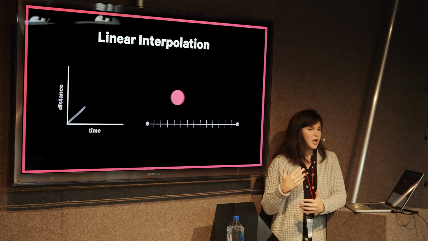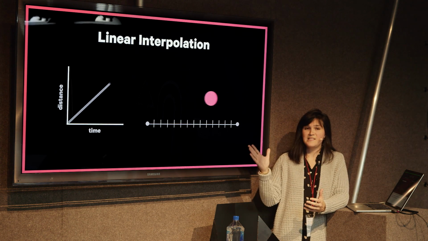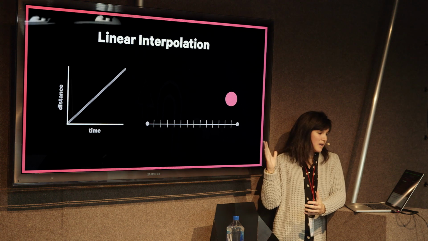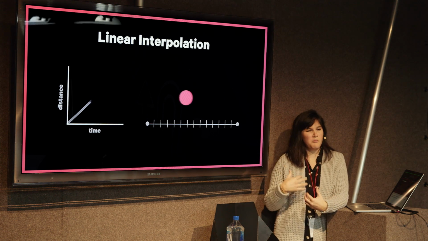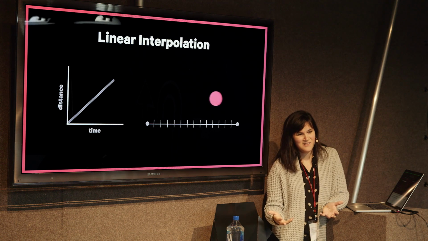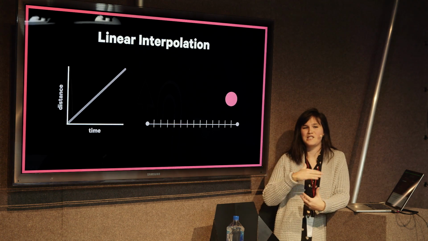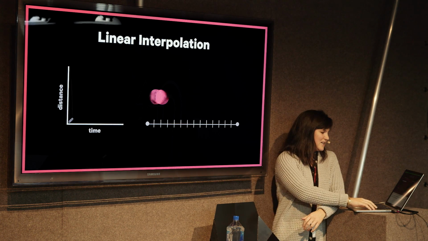By default, a computer will interpolate things linearly. This will totally get us from point A to point B, but for me, it just reeks of computer, right? For me, seeing this is like a total snooze fest.